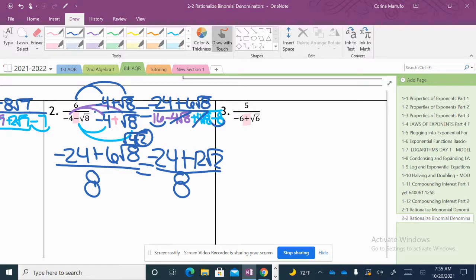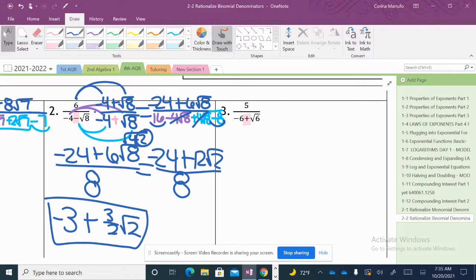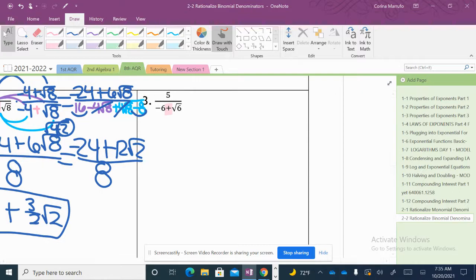And then we're going to distribute the -24. And the 8, we can actually divide those and get a whole number. 24 divided by 8 gives me 3. So negative 3 plus 12 divided by 8. It doesn't simplify as a whole number, but as a fraction, this would give me 3 over 2 and the square root of 2. And that's it. Okay, so let's try another one.